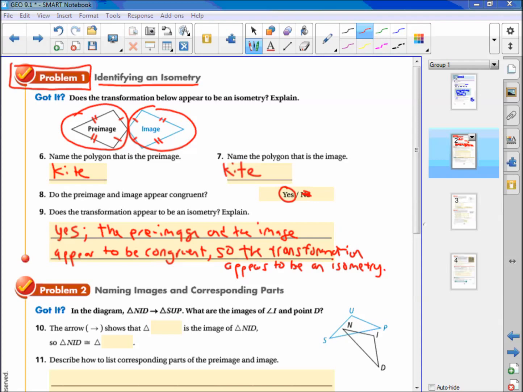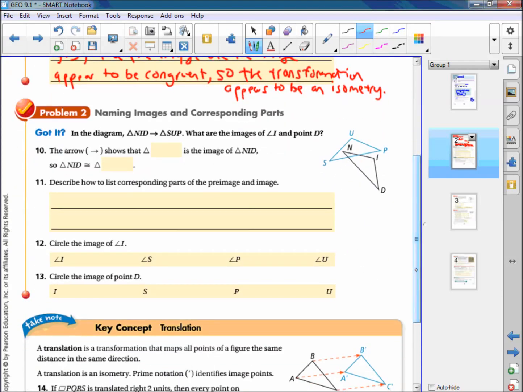All right, big question number 2. Naming images and corresponding parts. In the diagram, triangle NID, and then we have a new notation here, to triangle SUP. What are the images of angle I and point D? The arrow says transformed. So we take our pre-image NID and we transform it to our image SUP. So what are the images of angle I and point D?